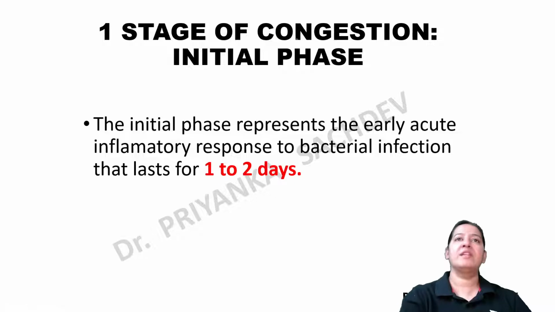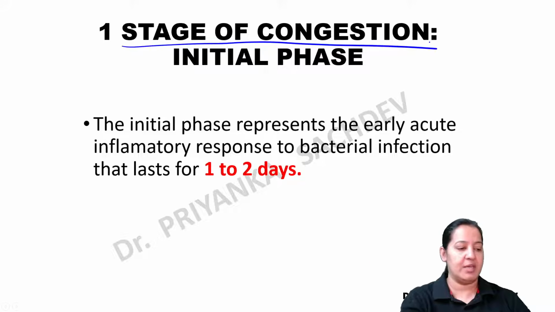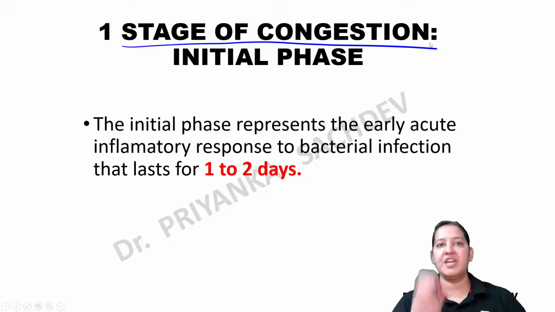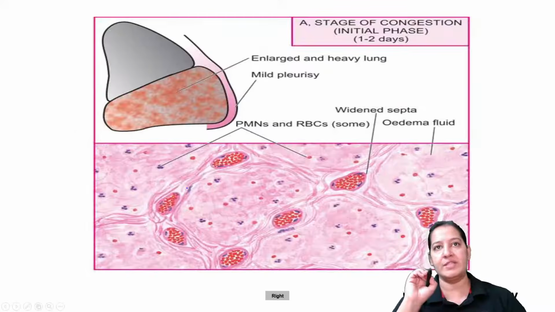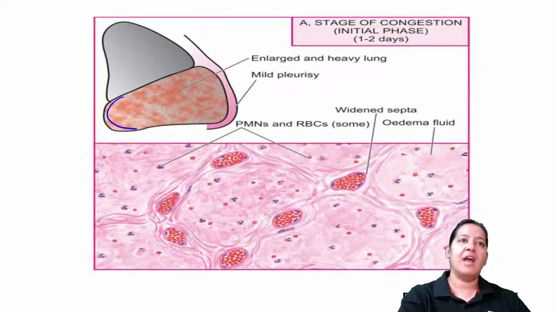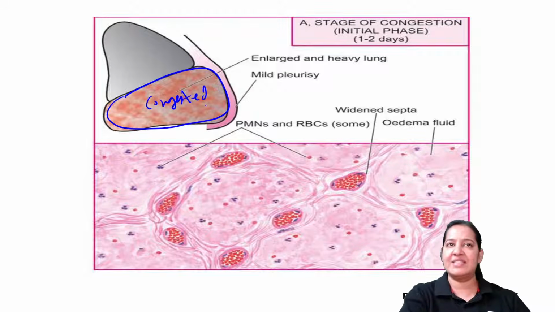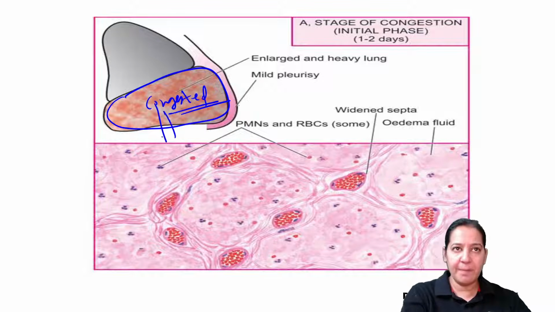In lobar pneumonia, the first phase is the stage of congestion. It lasts for 1 to 2 days. Here, grossly, the entire lobe is involved. The entire lobe is congested. It is reddish. Congested means reddish is there. That is the gross. Microscopically, if you take the biopsy, see the biopsy.